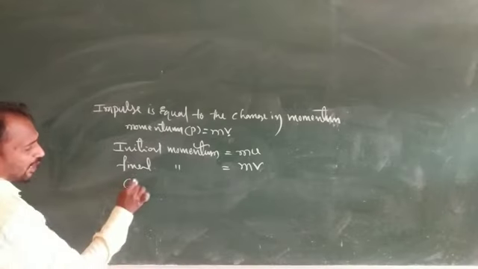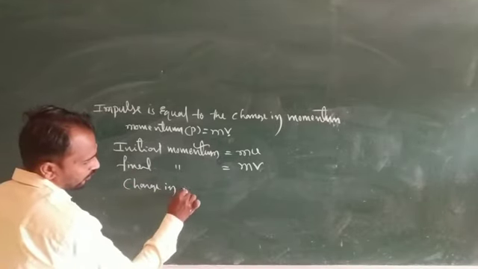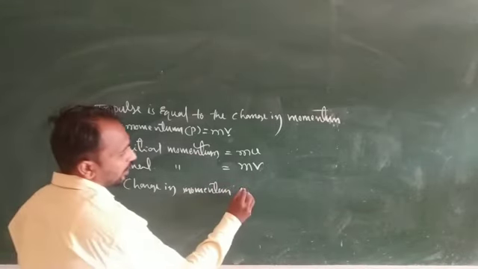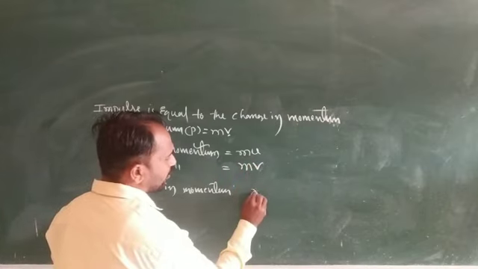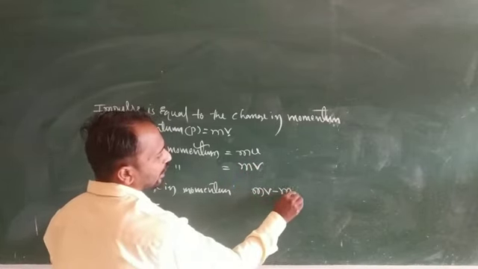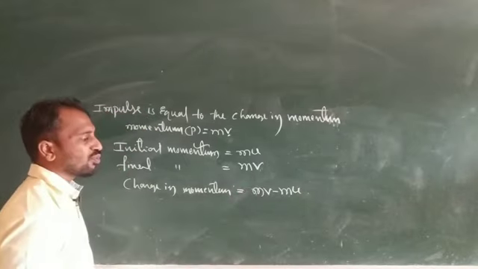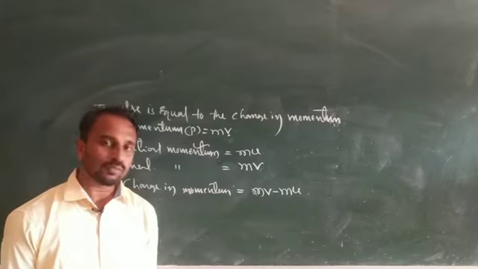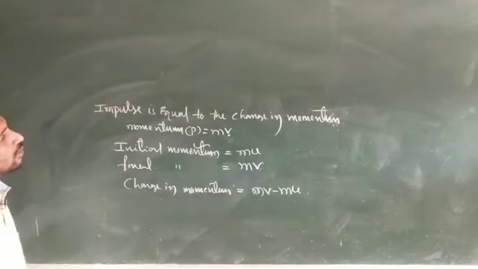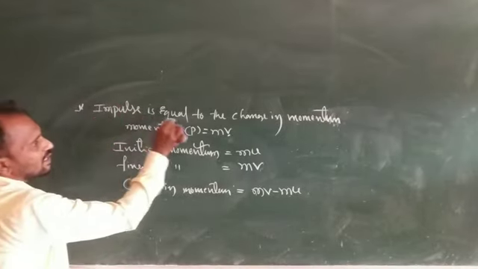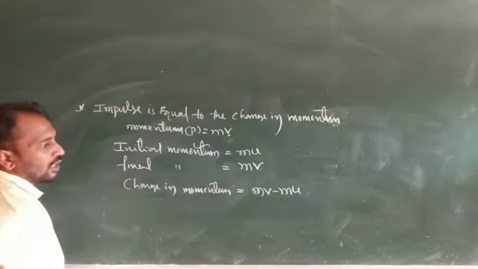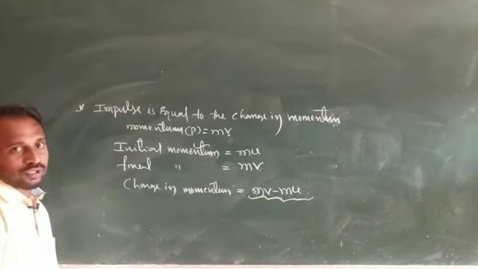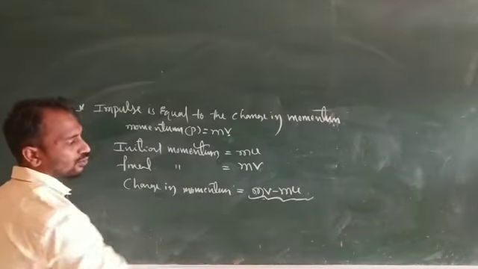Okay, so change in momentum means the final momentum minus the initial momentum. So change in momentum is nothing but final momentum minus initial momentum. Here impulse is equal to the change in momentum, that is mv minus mu. We have to prove that impulse is equal to change in momentum.